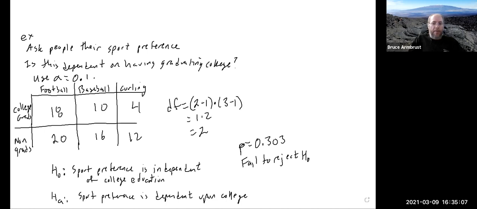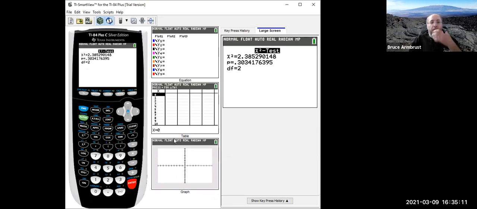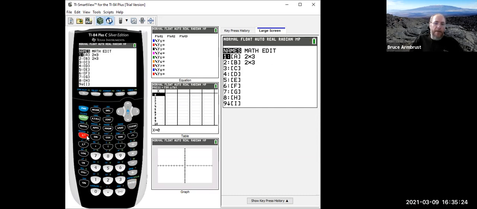But what I was reminded about, and I want to show you, is the other matrix. Remember how the expected always got put into B? Let me show you that. I'm going to go up to matrix again, arrow down to the second matrix, B, and hit enter.